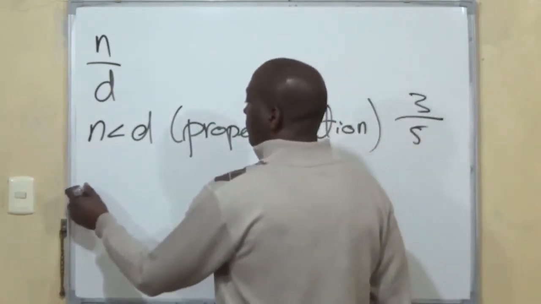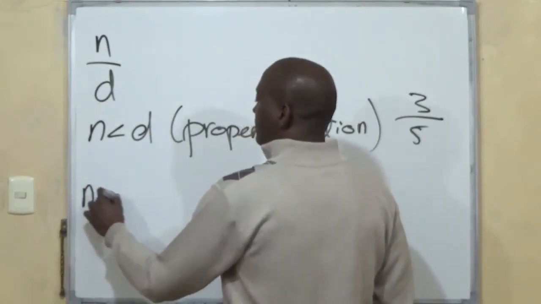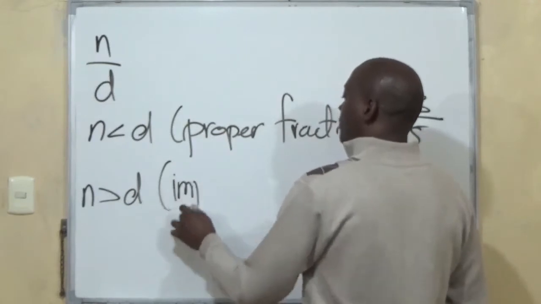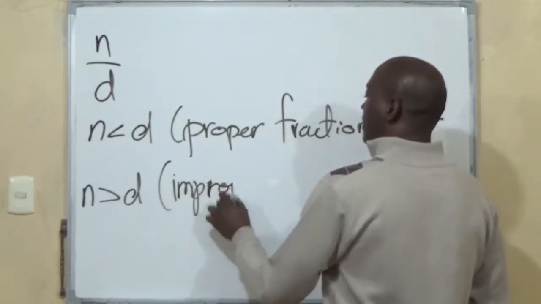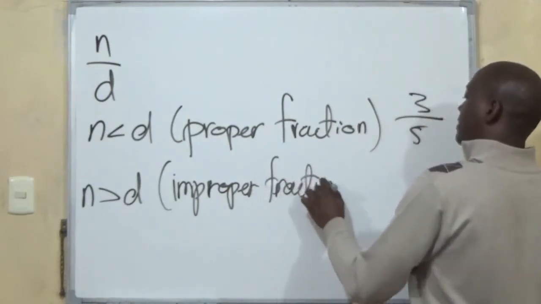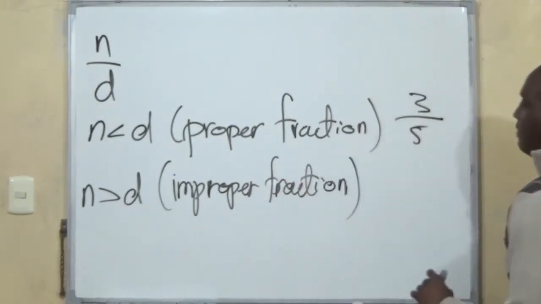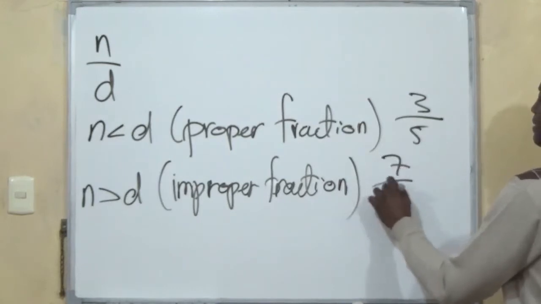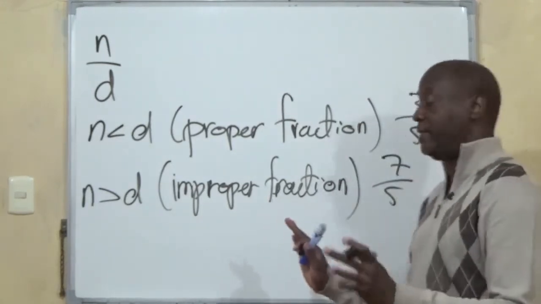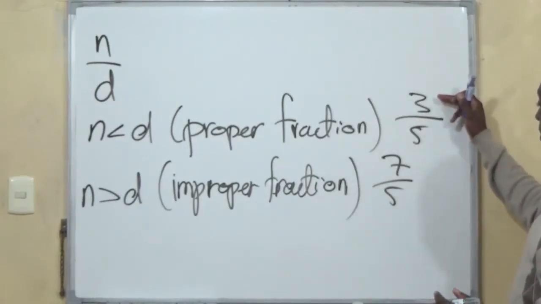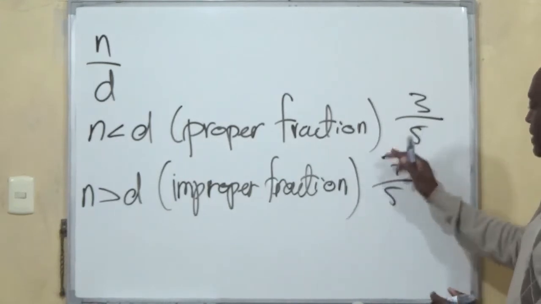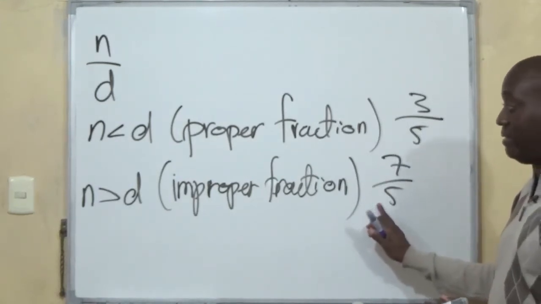We know also that when the numerator is greater than the denominator, we have what we refer to as an improper fraction. An example of an improper fraction will be something like 7 over 5. We're using the same denominator for simplicity, so you could see the case where the numerator is less than the denominator, and the case here where the numerator is greater than the denominator.